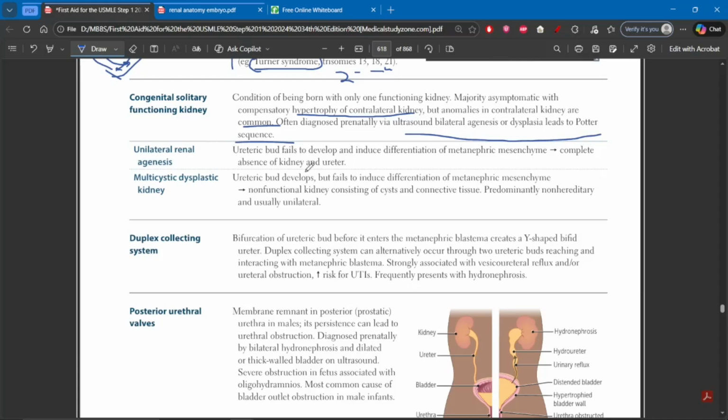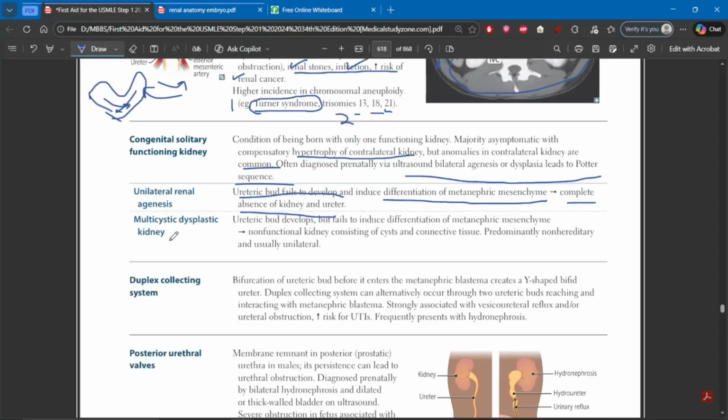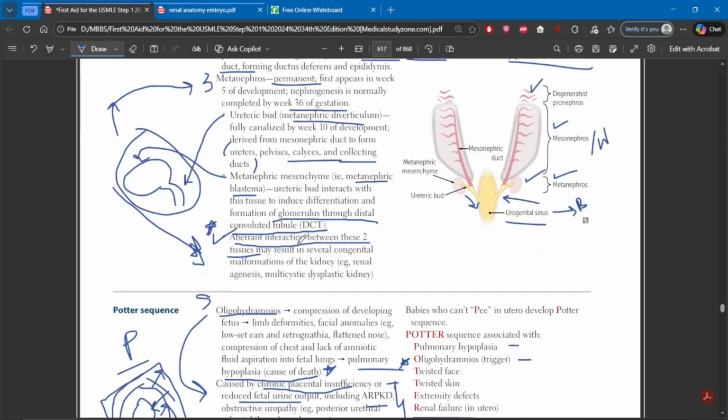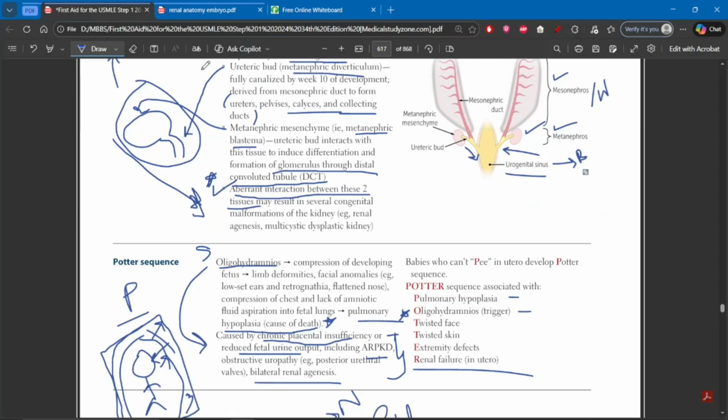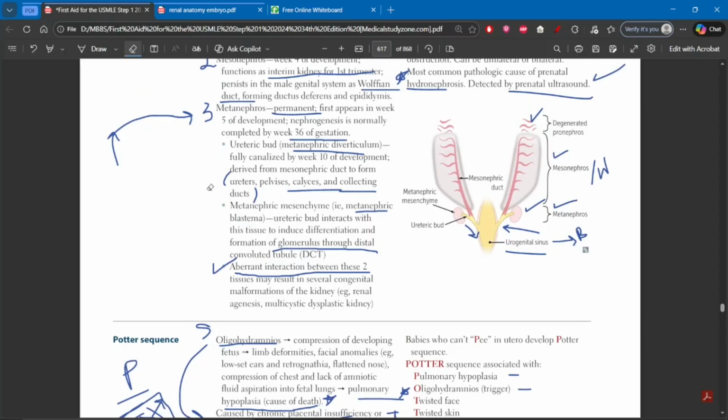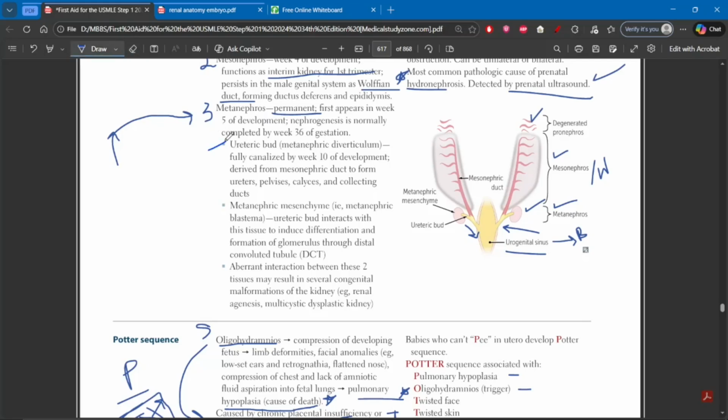Unilateral renal agenesis is when the ureteric bud fails to develop and induce differentiation of the metanephric mesenchyme. So there is complete absence of the kidney and the ureter. We've discussed that there are two structures involved in the development of the kidney. Let me clear everything from here so you can understand. One is the ureteric bud, the other is the metanephric mesenchyme.